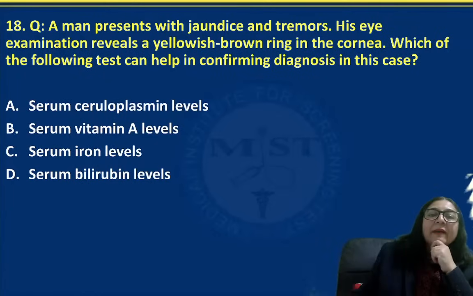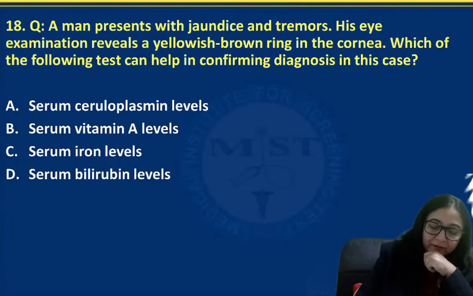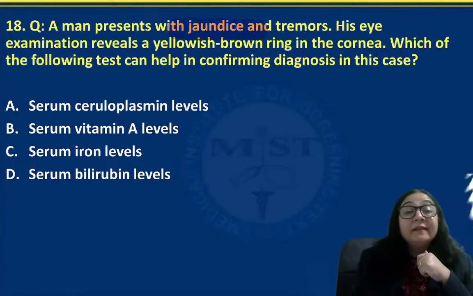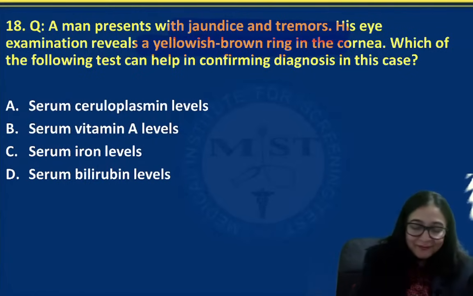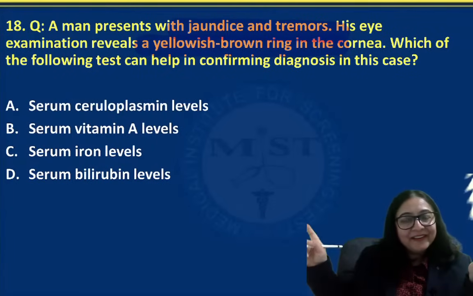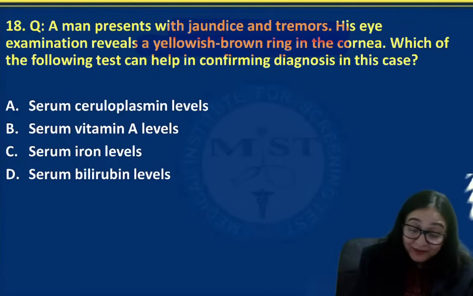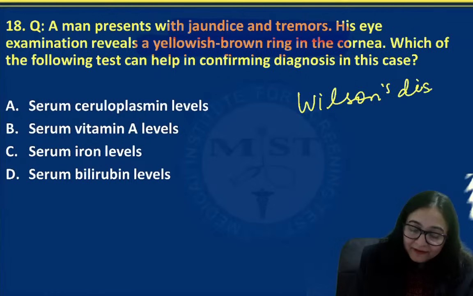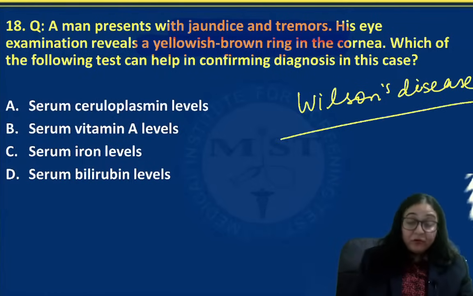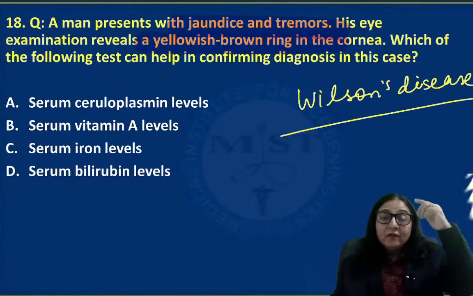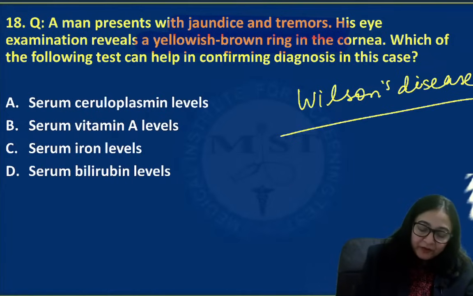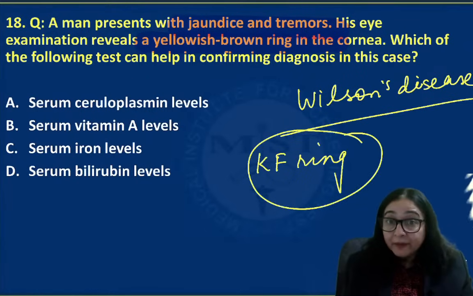Okay? A man presents with jaundice and tremor. So again, let's see our keywords here, jaundice and tremor, eye, yellowish brown ring in the cornea. So all of you have already made the diagnosis. So what we are talking about here is Wilson's disease, in which there is hepatic involvement, which is causing jaundice here. There is neurological involvement of the basal ganglia, which is causing tremors here. And the yellowish brown ring, which you see, is your KF ring, Kayser-Fleischer ring, which is due to copper deposition.